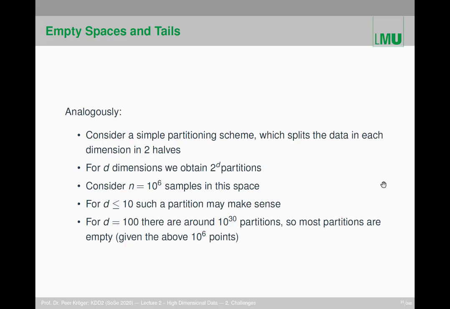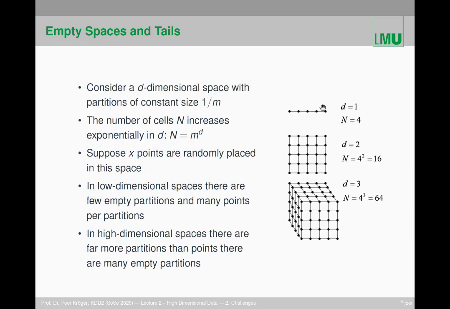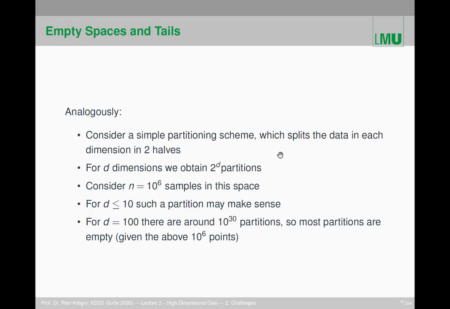Analogously, you can consider a simple partitioning scheme which splits the data in each dimension into halves. So we have a data space like this one here, and you partition that into 2 half spaces, the same here, along each feature, of course. So you get 2 partitions here. In the 2-dimensional case, you partition here and here, so you get 4 partitions. In the 3-dimensional case, you split here, here, and here, so we get 8 partitions. So it's again growing exponentially, obviously. So for d dimensions, we obtain 2 to the power of d partitions.